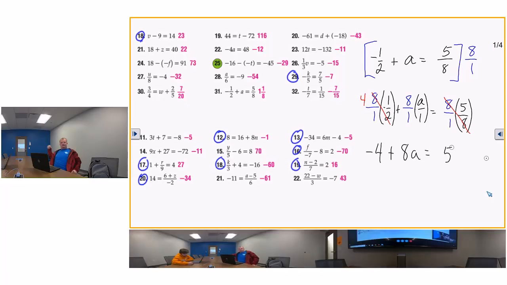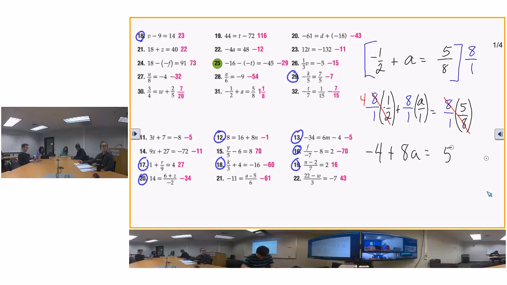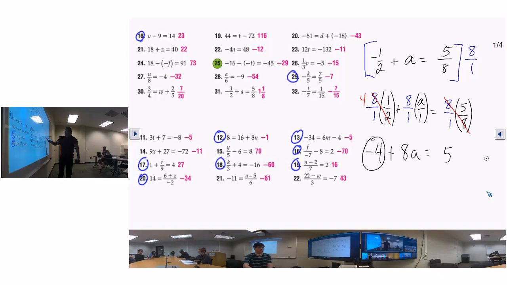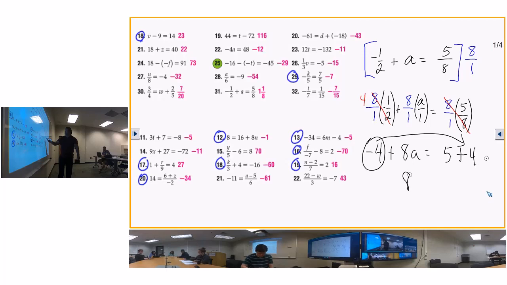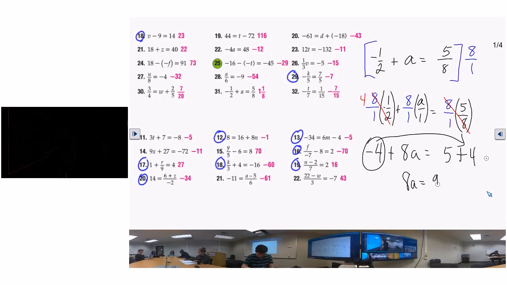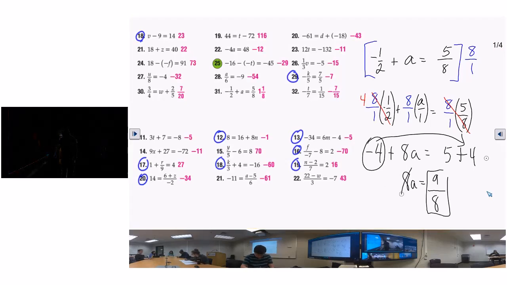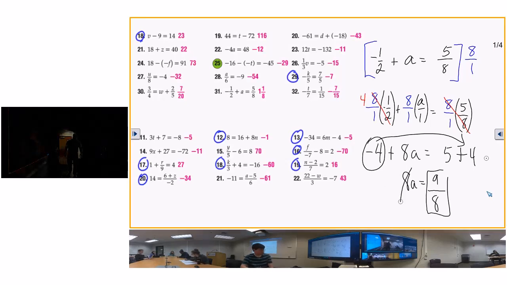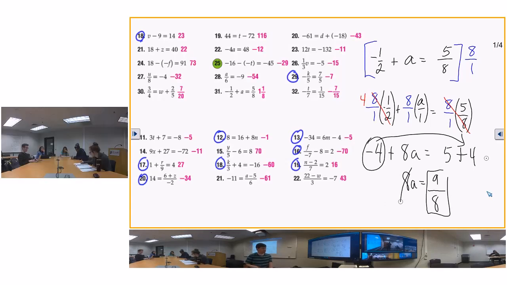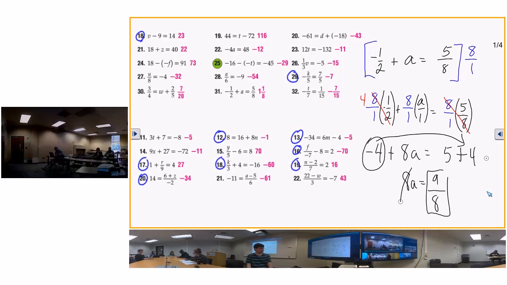5. Now finish it. How do you get rid of a negative 4? Add it or take it across the river. 8a is equal to 9. Divide by 8. a is equal to 9/8. How you feel on those? Feel good? All right, let's try another one.